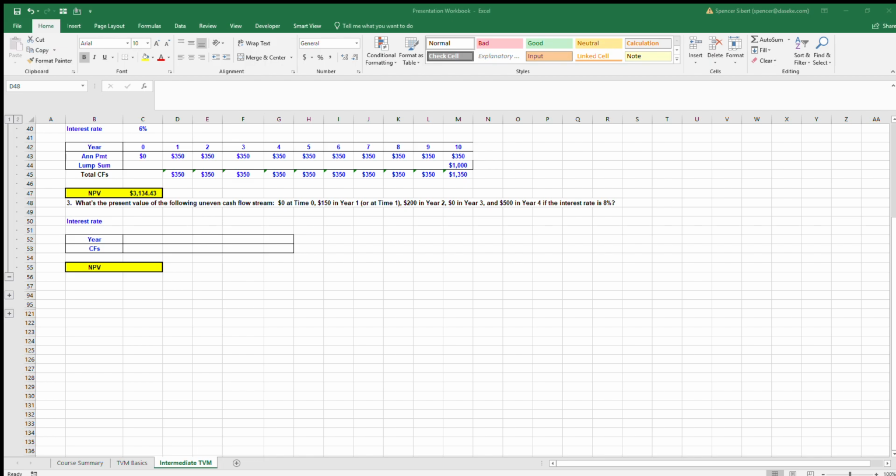Now this last question's a little bit trickier, actually. We're assuming a different cash flow stream for the different years. So start with the easy part: the interest rate is 8%, and it gives that to you. Year 0, 1, 2, 3, 4. 0 in year 0, 150 in year 1, 200 in year 2, 0, and then 500. This one's actually pretty simple. It's the exact same formula, except the cash flows aren't assumed to be the same.